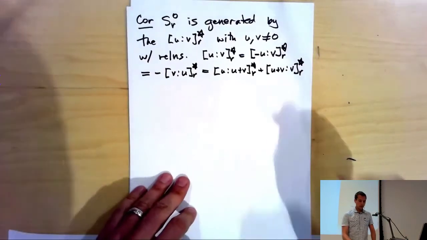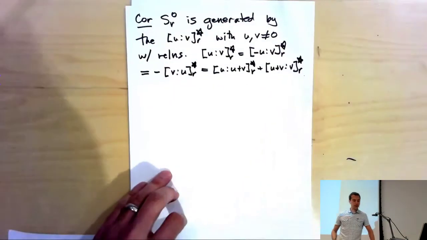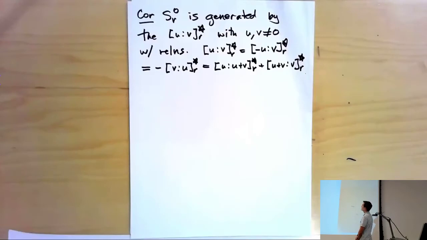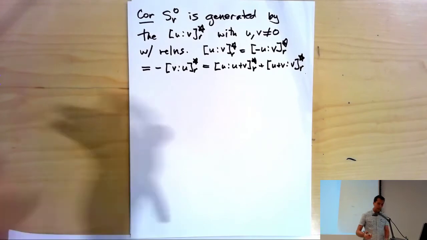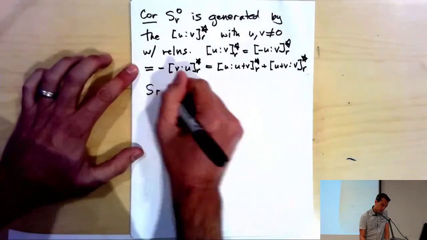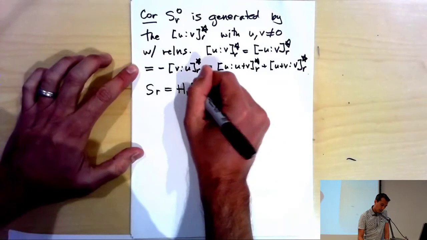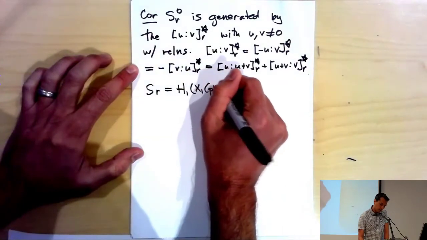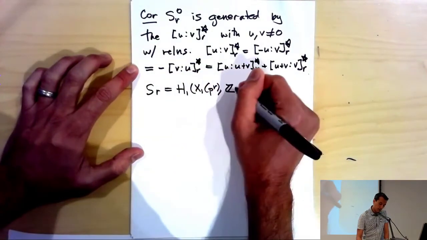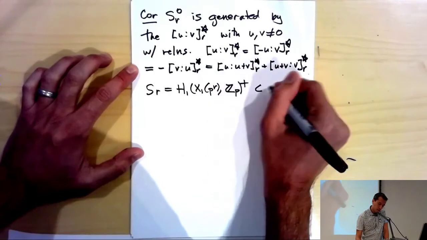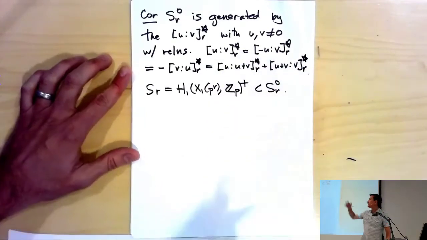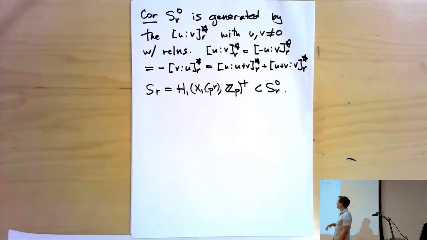Okay, so that's a simple presentation of this group, and that's why we take this group, because it has this nice presentation. And inside this SR naught will be actually the homology of the closed modular curve, plus part. But it's not as easy to say what generates it.